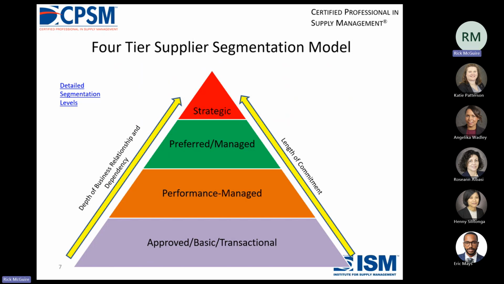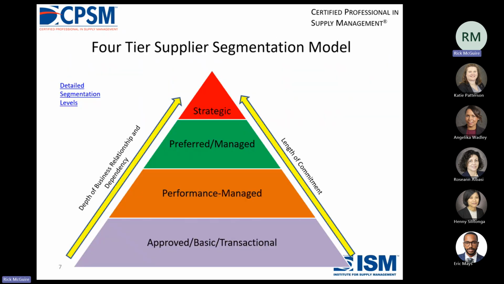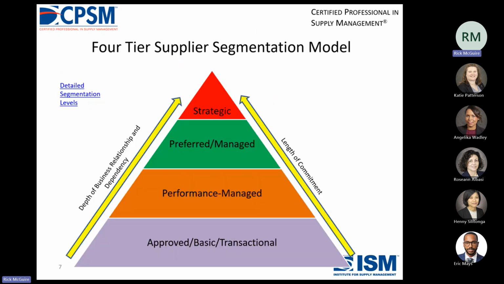So here's one way of doing it. This is separate from what we're going to talk about now. You would go through the Kraljic matrix, figure out who's strategic, who's leverage, etc. Then you look at something like this. This is another way of grading the supply base. So this one's got strategic, preferred, performance managed, and approved. Those 4 levels, and most of them will have like 4 levels. If you want to know more about this particular one, you can go here.